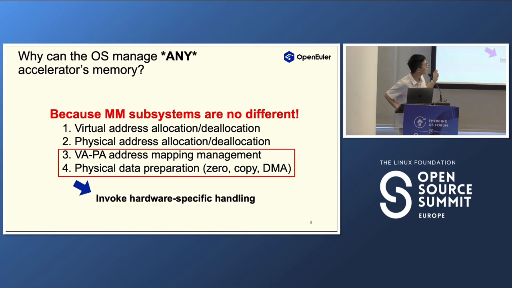While the last 2 components, the virtual to physical address mapping management and the physical data preparation, involve hardware-specific handling. If you are using a CPU with a different microarchitecture, for example x86 or ARM or whatever else, or you're switching to a GPU card, for example in NVIDIA, you may use Pascal or Hopper or Ampere or whatever, only these 2 components would be affected.